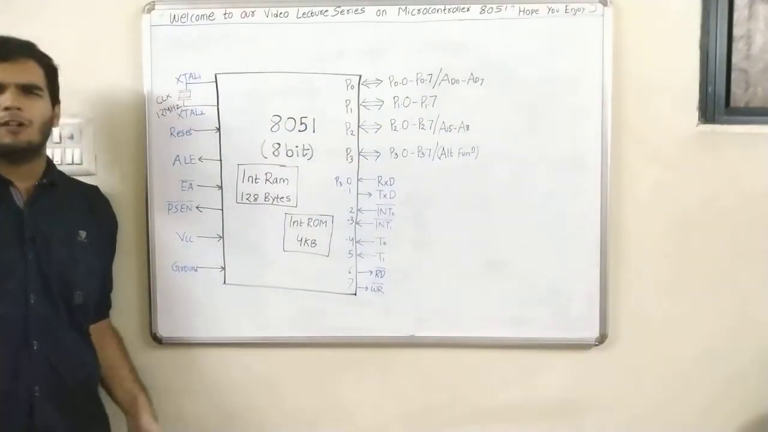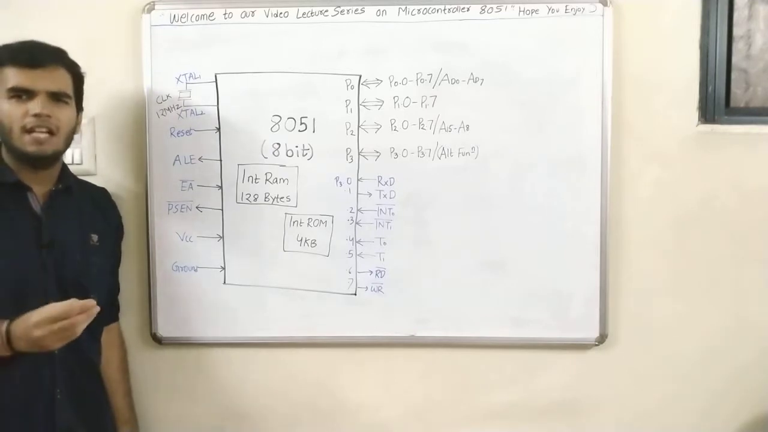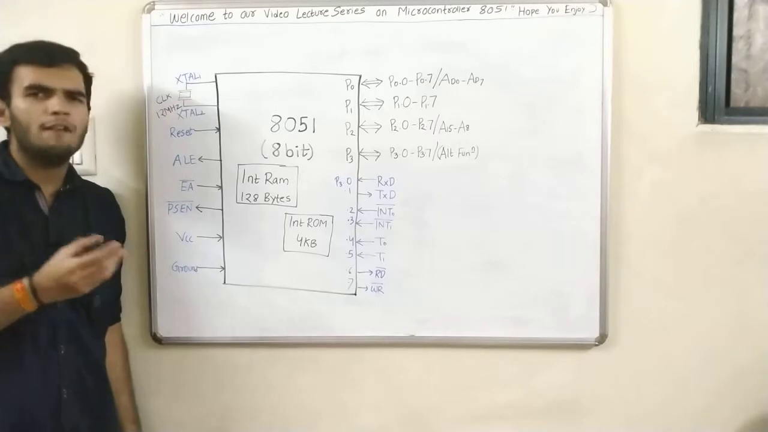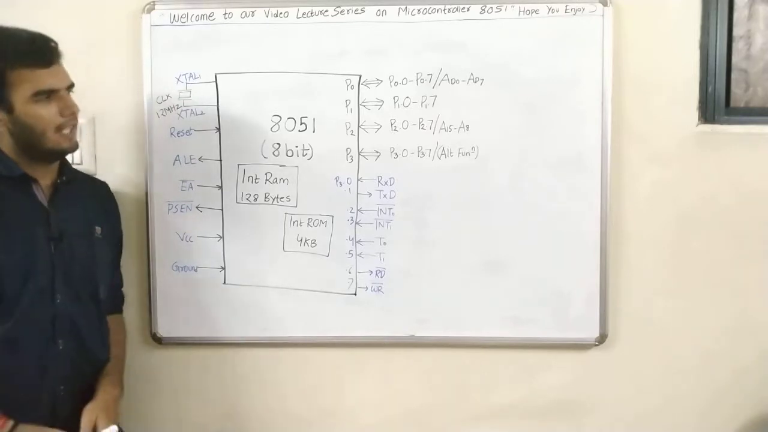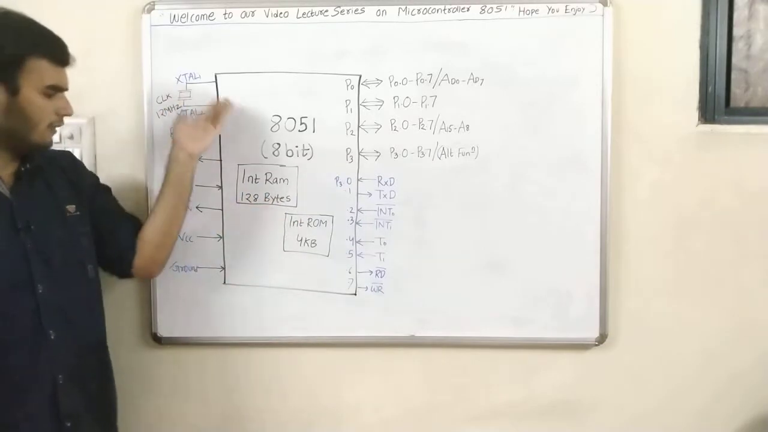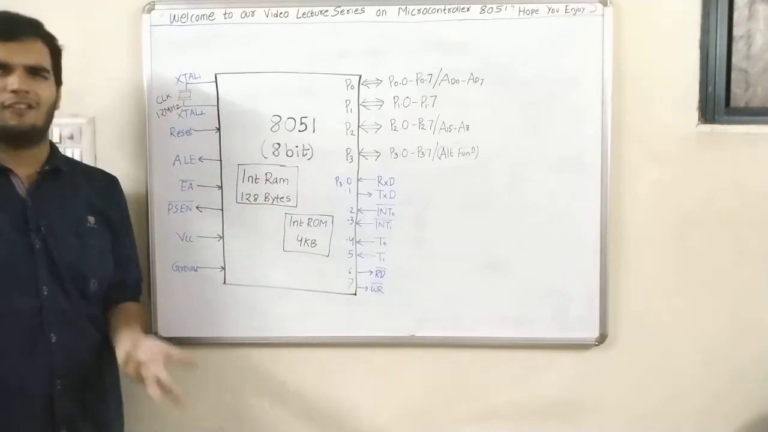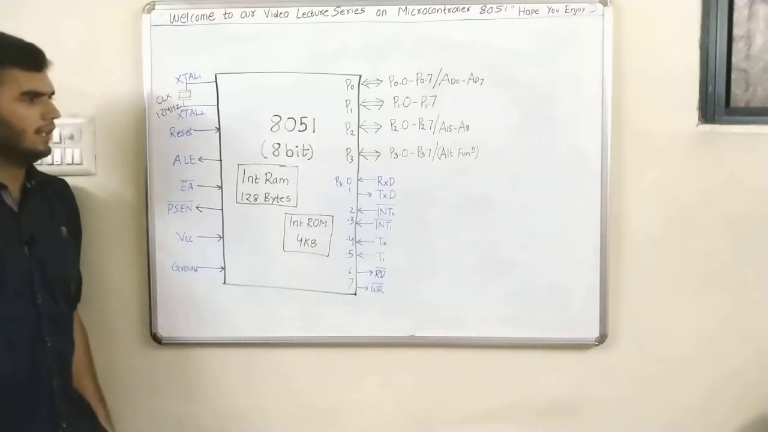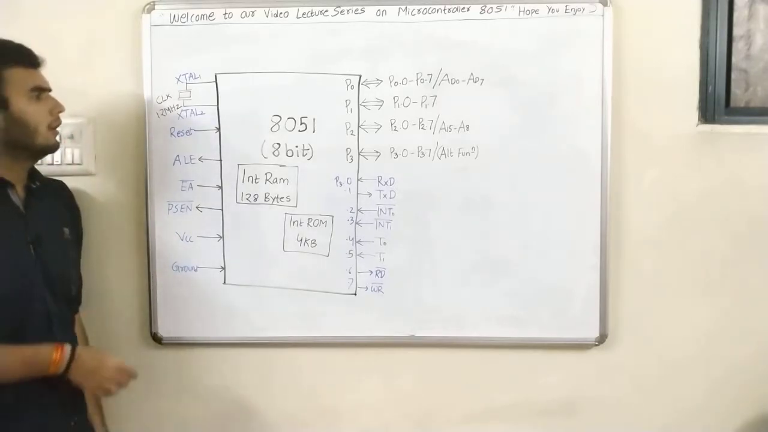So there are 40 pins separated into two parts. They are actually not separated, but as a way of explaining, I am saying that 32 pins are consumed in these ports and the rest 8 pins are there. That's all we want to study. So let's begin with the order.